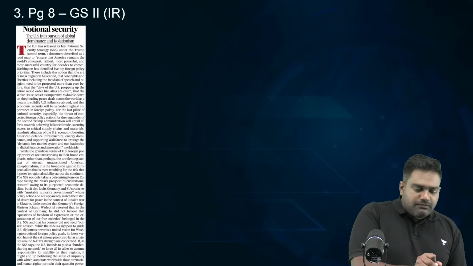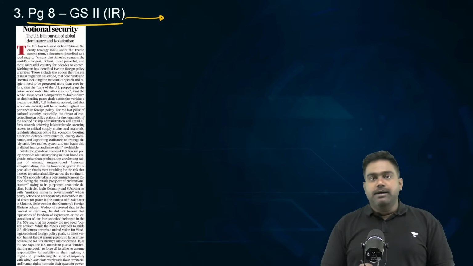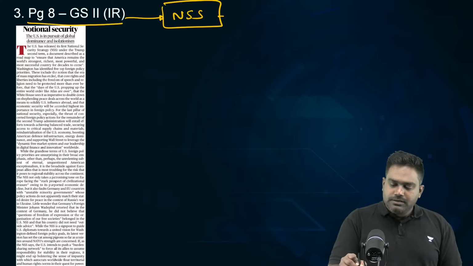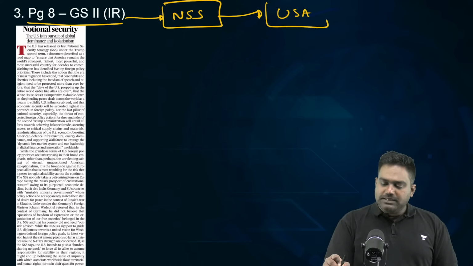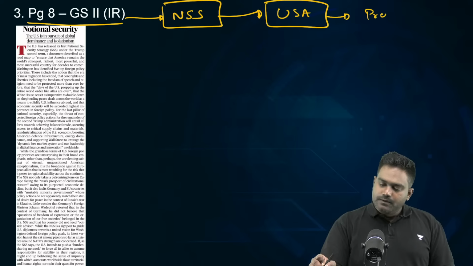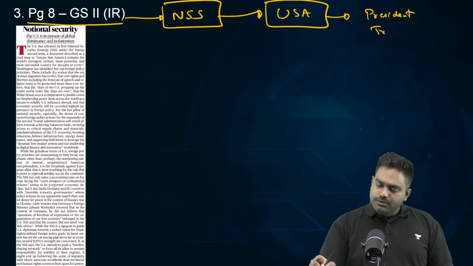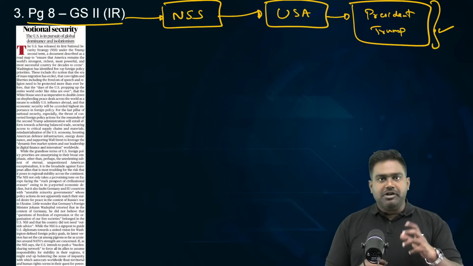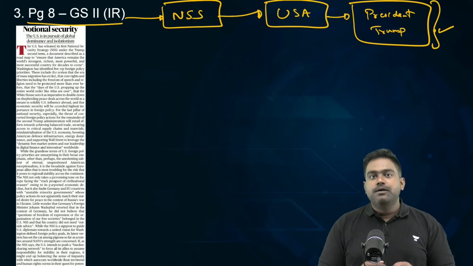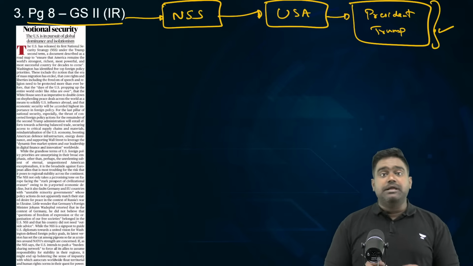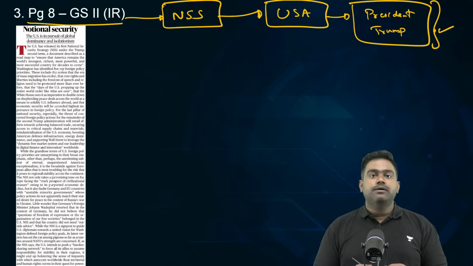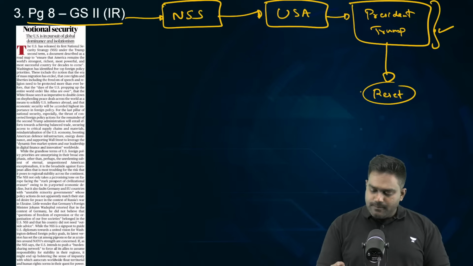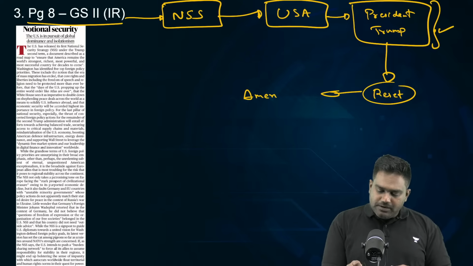Now, moving on, we have an editorial on page number 8 that analyzes the national security strategy that was recently brought out by the United States. The Trump administration has published a new doctrine for its foreign policy and national security policy. And this will have serious implications for the global world order. President Trump is looking to completely reset American foreign policy.